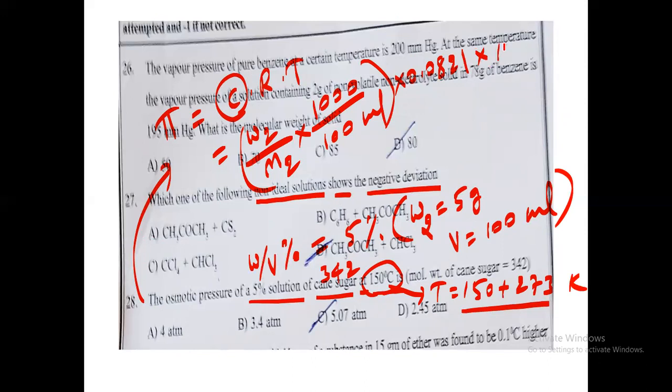And temperature is what? 150 plus 273, so it is to be taken in Kelvin. Is that clear now? So like this, we get Pi equal to 5.07 atm. Here we have taken the R value in liter atmospheres, that's why we take atm. 5.07 atm. Right. Take the screenshot.